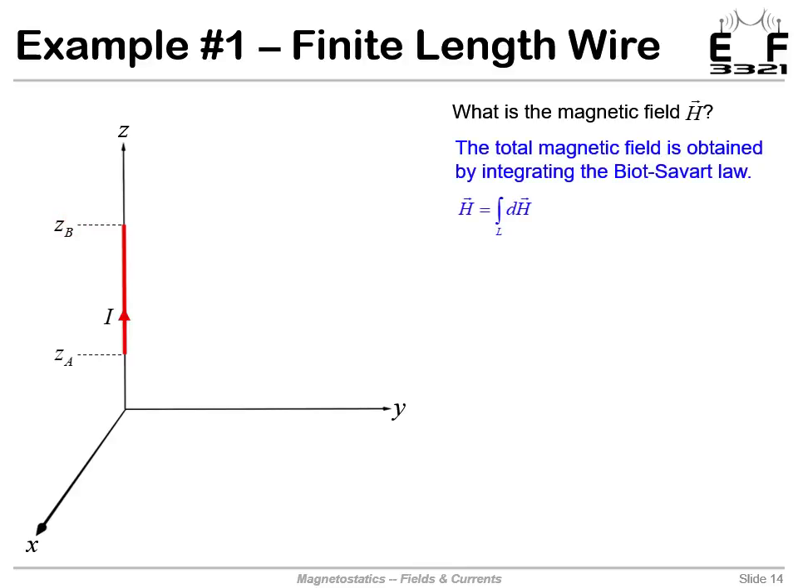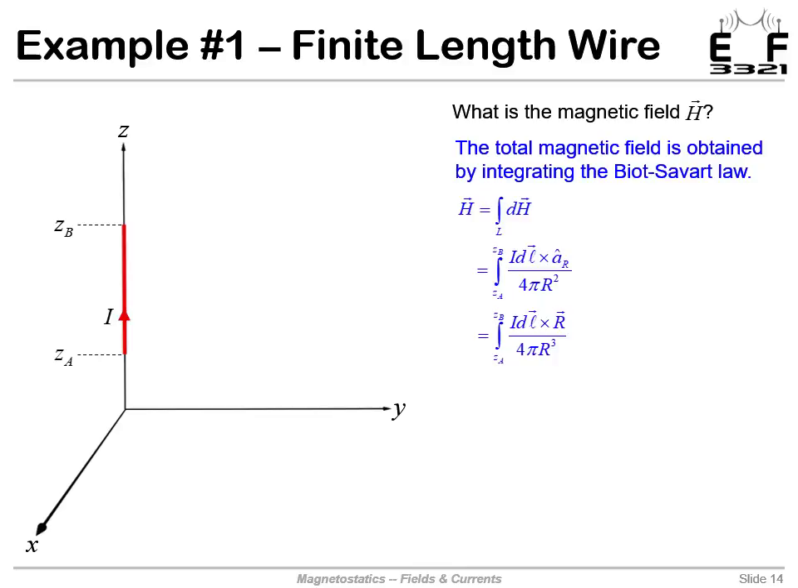So to calculate the magnetic field, we will have to integrate the Biot-Savart law along the length of this wire. So we'll be integrating these little tiny differential magnetic fields along the length of the wire. So we plug in our Biot-Savart law and we set the limits so that we integrate from z_A to z_B.